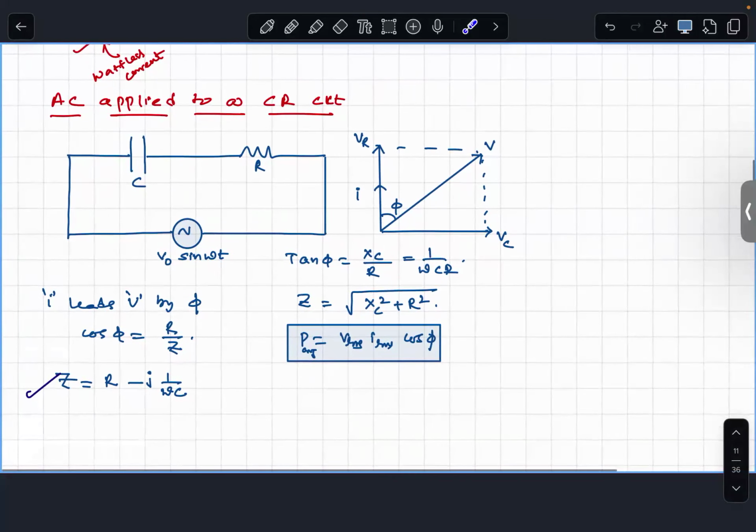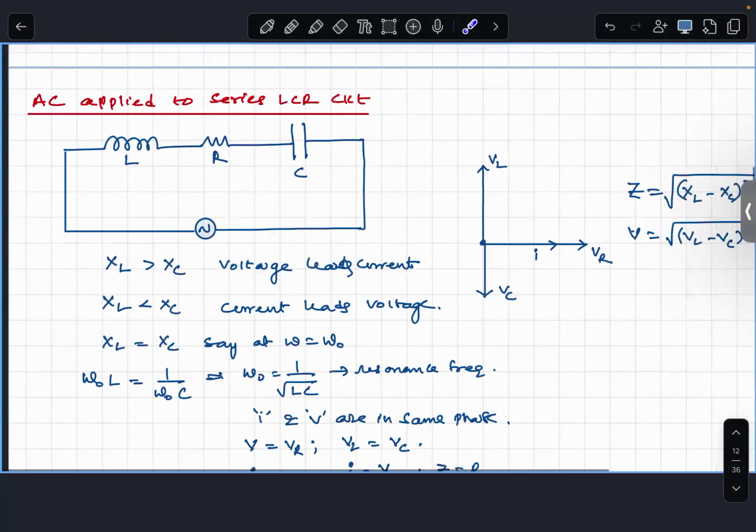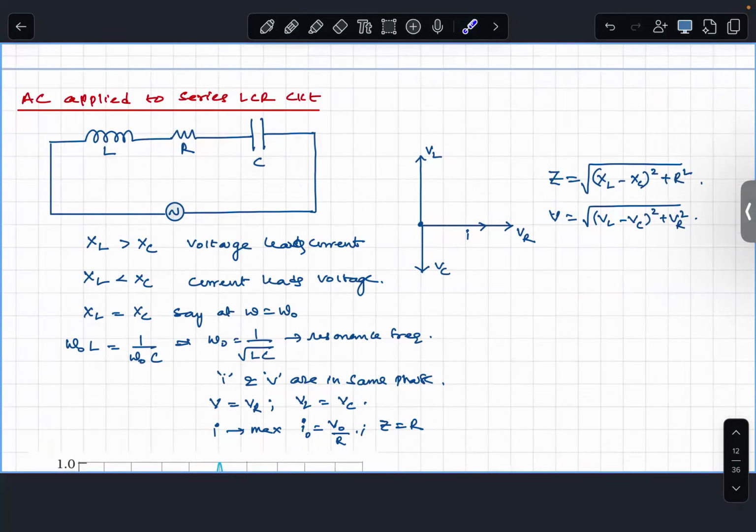Any doubts? Right. Now, what about AC applied to a series LCR circuit? When I am applying AC to a series LCR circuit like this, multiple cases, in fact, 3 cases are possible here. Let us see the cases individually.